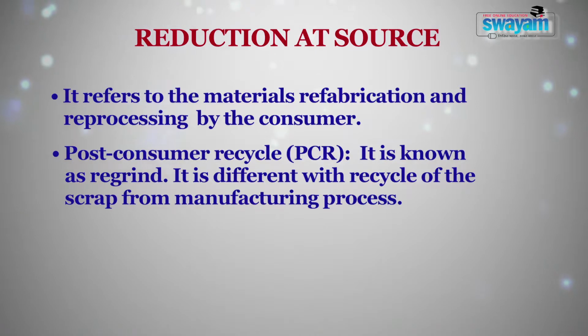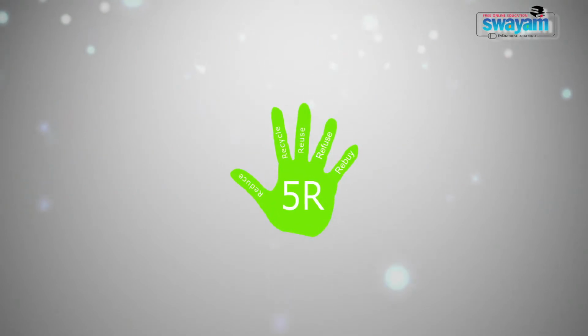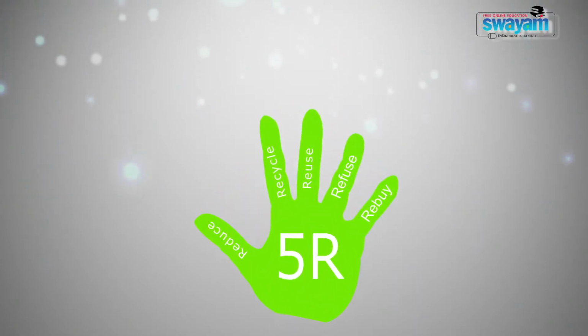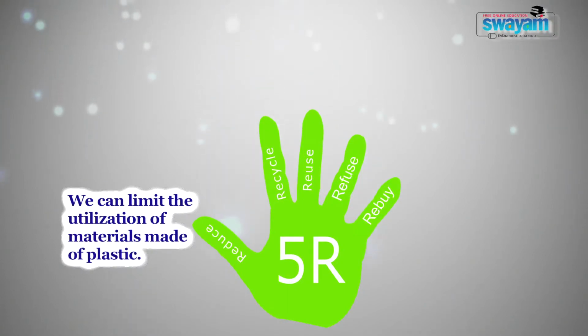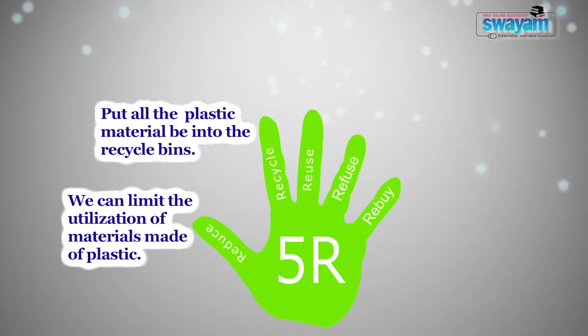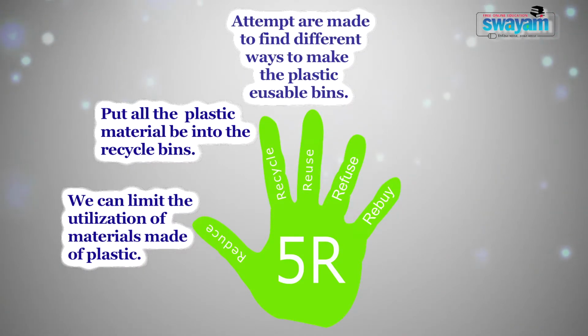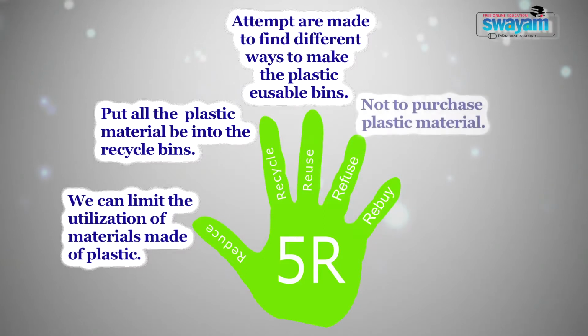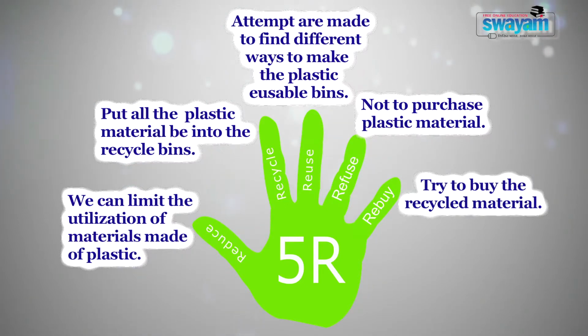Earlier, in waste recycling we concentrated more on the 4 R's, but in the case of plastic we must emphasize the 5 R's. Now what are these 5 R's? Number 1 is reduce: we must reduce or limit the utilization of materials made of plastic. Second is recycle: put all the plastic material into the recyclable bin. Third is reuse: attempts are made to find different ways to make plastic reusable. Fourth is refuse, not to purchase plastic material. We must emphasize this. And fifth, very important, rebuy: try to rebuy the recycled material to reduce plastic waste.